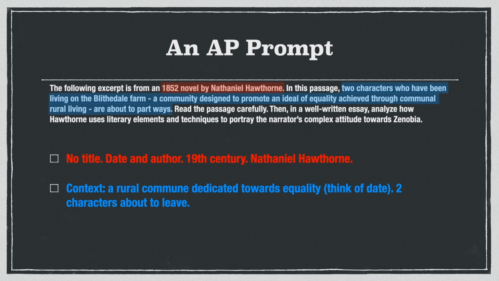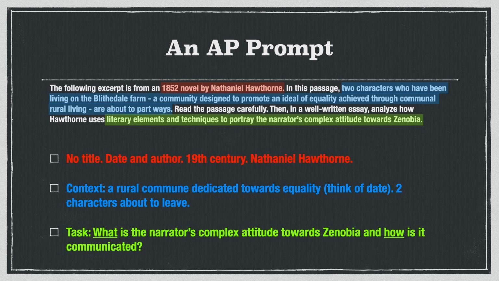Secondly, you have the context there, right? And in the context, we have a rural commune dedicated towards equality. Don't forget the date. This is 1852, not long before the Civil War. What does the idea of equality mean here? That's maybe something to write about. We also know that two characters are about to leave this commune. And then finally, the task. And that asks you, what is the narrator's complex attitude towards Zenobia, and how is it communicated?